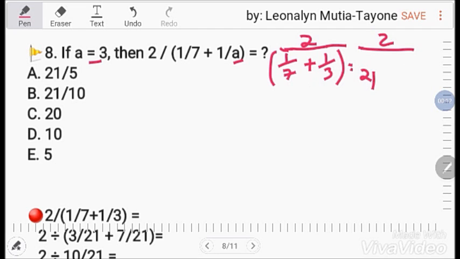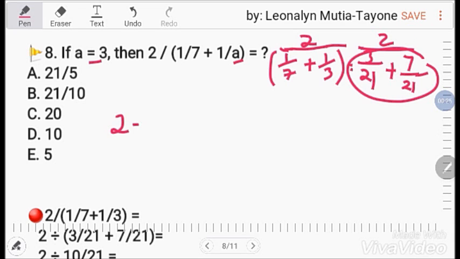Mayroon tayong separate video para dyan. So, this is 3 plus 21 and this is 7. So, kung i-add mo yan, si 2 nandyan pa, dito na lang, ganito na lang para mas klaro, and that will be 10 over 21.